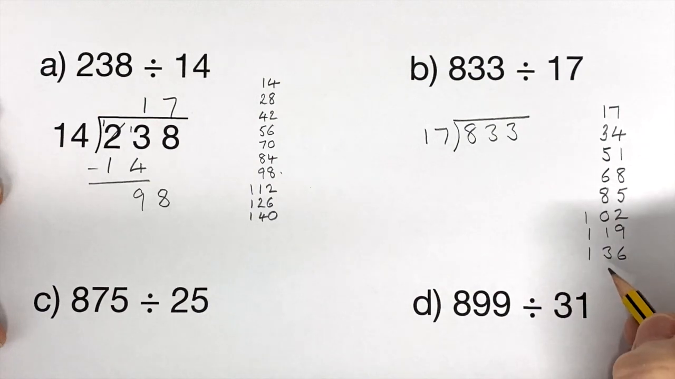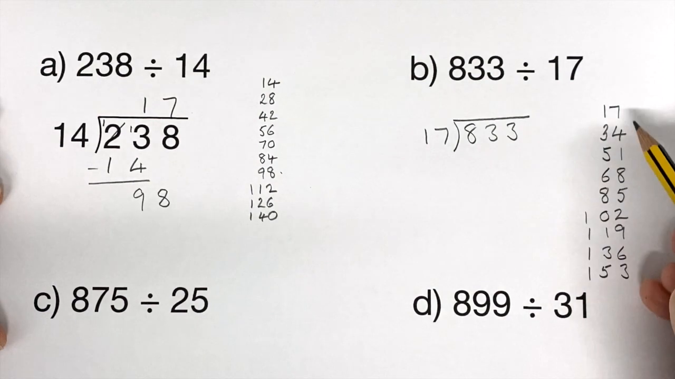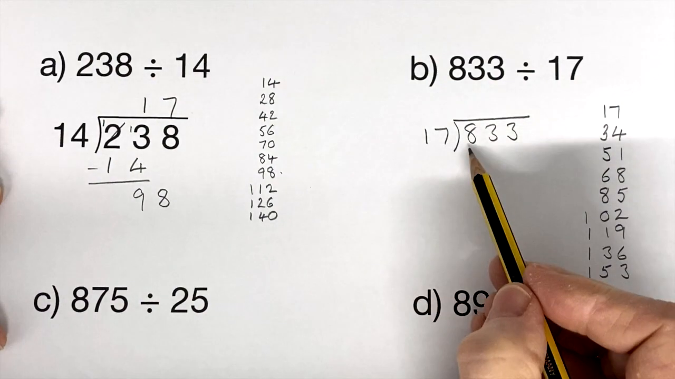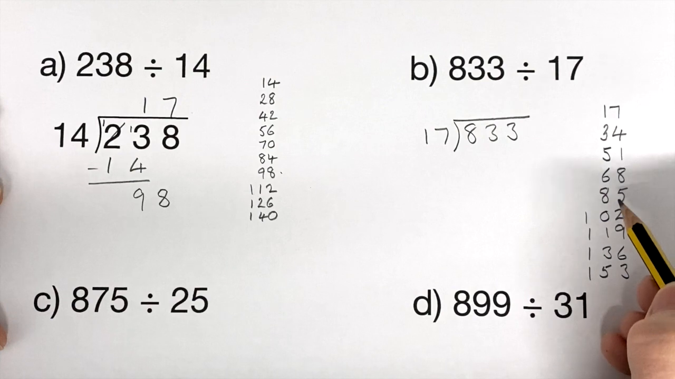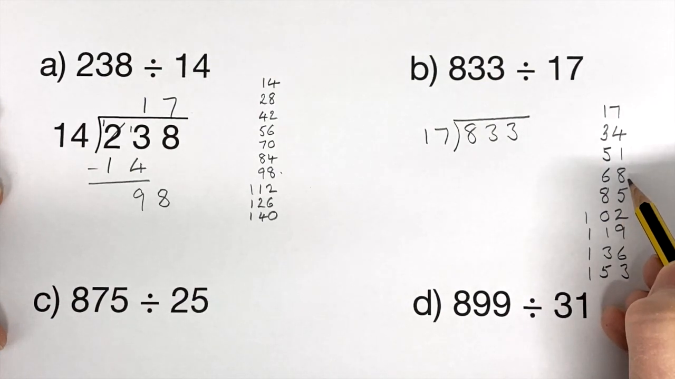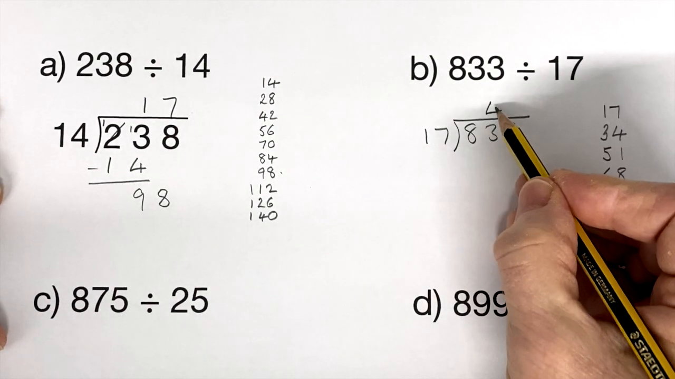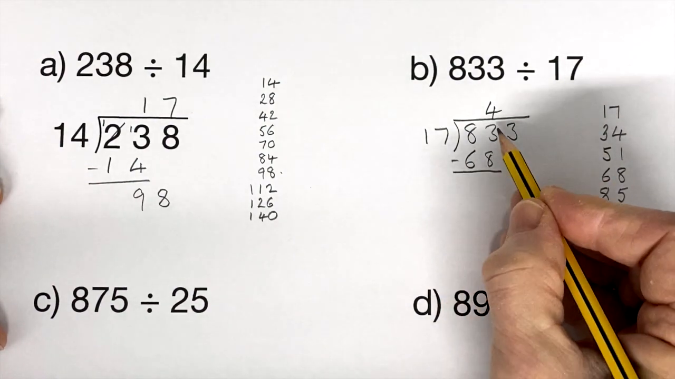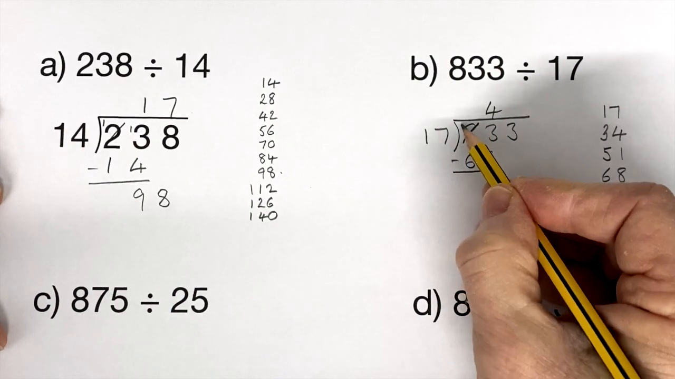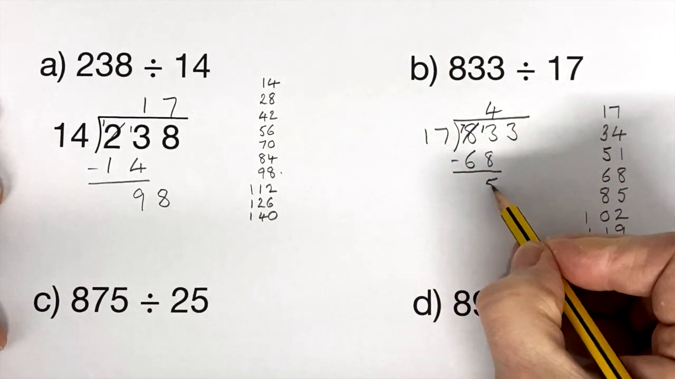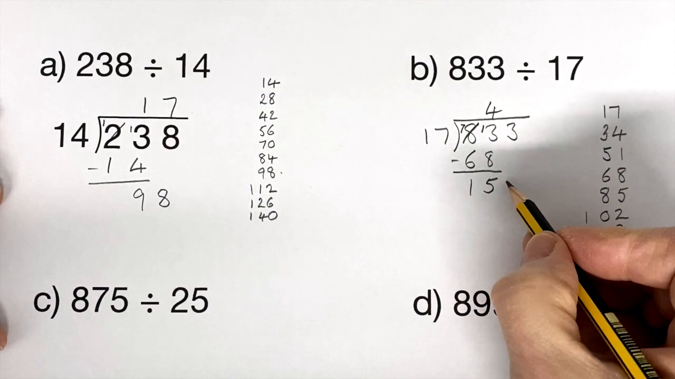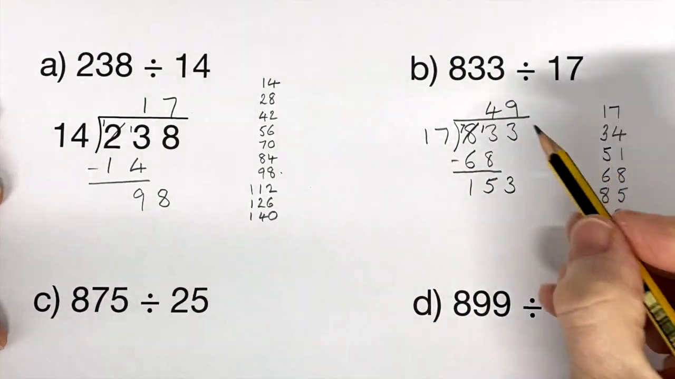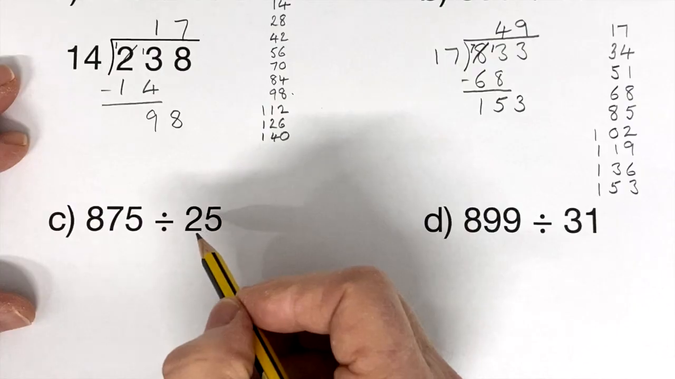Another 17 onto that. 1 17, 2 17, 3, 4, 5, 6, 7, 8, 9. So 17 into 8 won't go. 17 into 83. We haven't got enough to get that far, so we'll have to go that far. 4 17s are 68. Subtract that 68 from the 83. 3 take 8 I can't do. Cross out the 8, put 7. 13 take 8 is 5. 7 take 6 is 1. Bring down that 3, 153, and you will see that that is 9. So the final answer is 49.